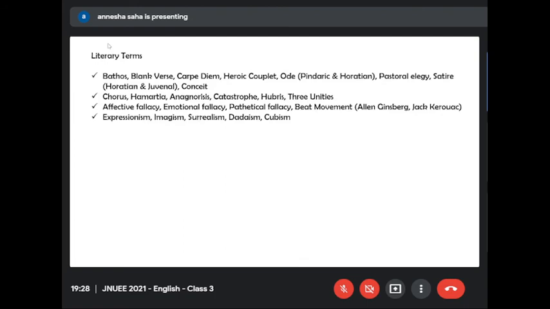And a few other terms that I think are important. Of course, affective fallacy, emotional fallacy, pathetical. Sorry, it should be pathetic fallacy. I think I'm mistyping again. It's pathetic fallacy. So please be aware of these three terms and what they mean, and you can look that up in the M.H. Abrams book. And beat movement.